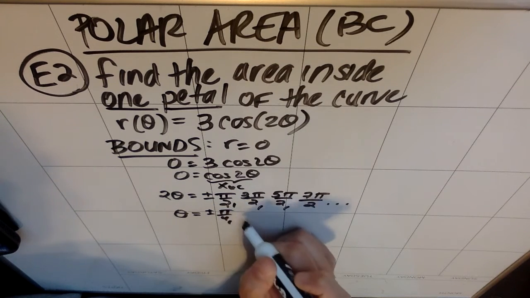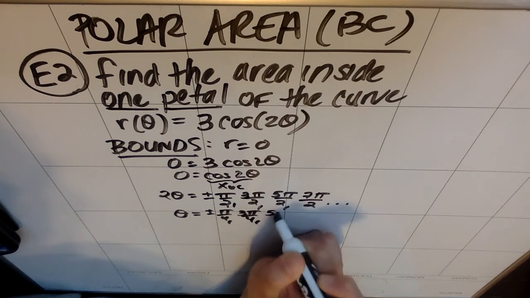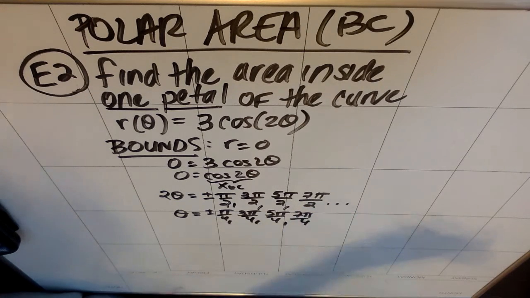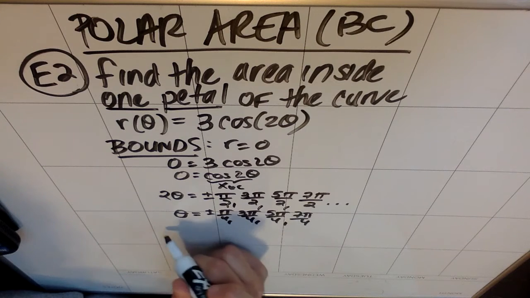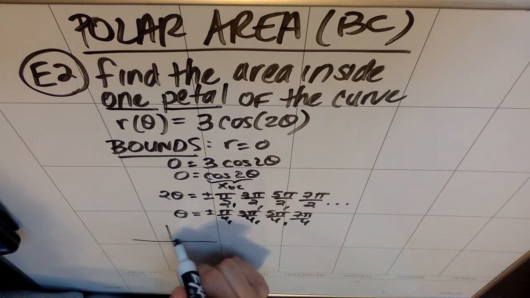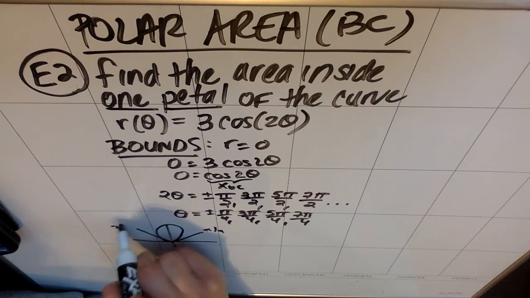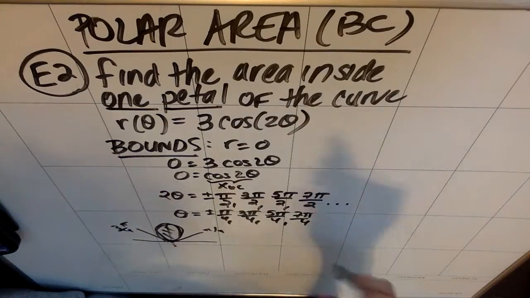Basically I'm going to pick any 2 adjacent bounds, because they will be the start of one petal and the end of the previous petal. For me personally, I'm going to go with the ones that seem kind of lazy. I'm going to pick the petal right here, meaning it's going to start at pi over 4 and end at 3 pi over 4. That's the petal I'm going to look at. It doesn't really matter which one I pick, because I just asked you to pick one of the petals.